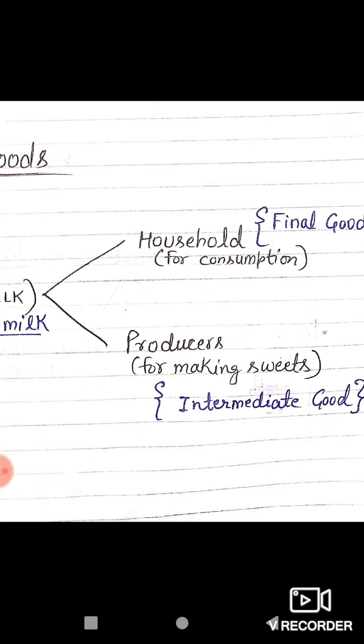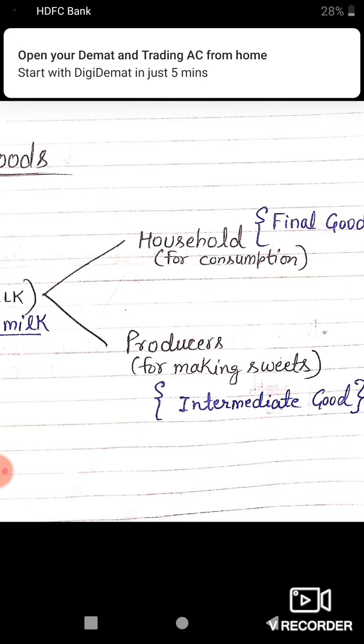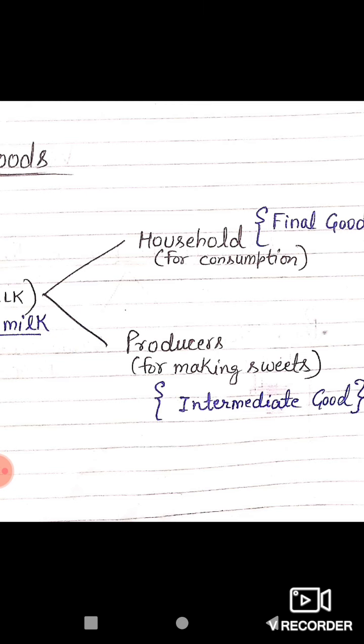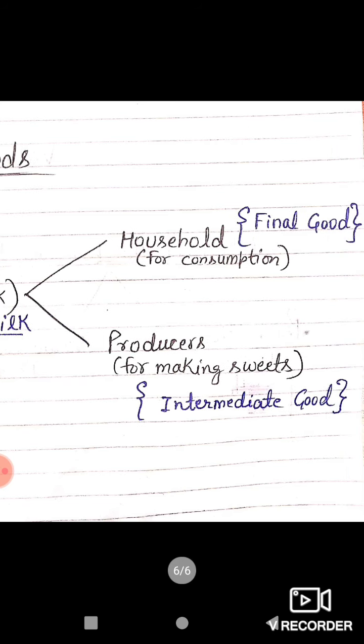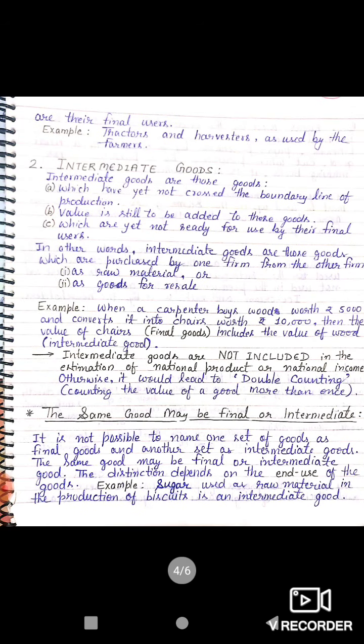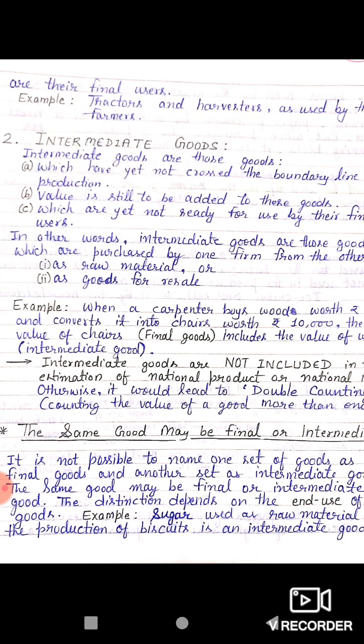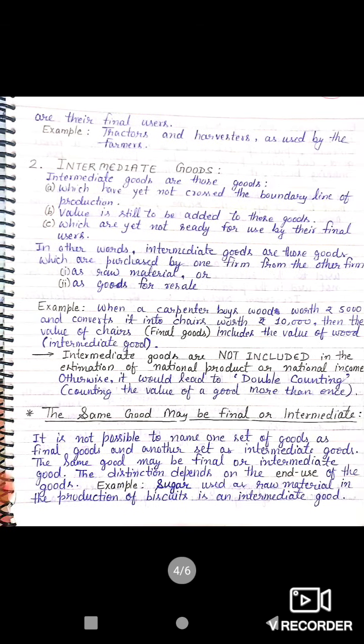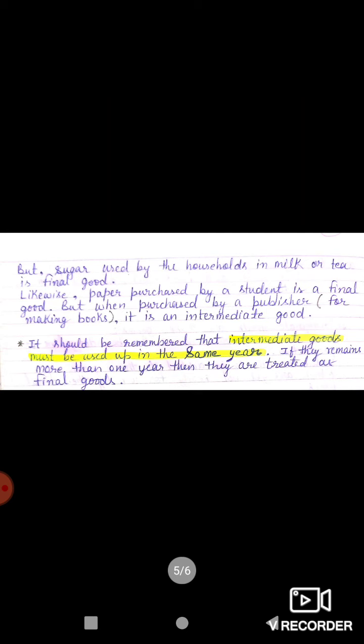But producers are not going to consume it directly. What they are doing is further production. They are using that milk for making what? Sweets, or other things which are later consumed by consumers. So producers are using that milk as an intermediate good, and households are using it as a final good. So that's why they are saying that the same good can be treated as a final good or an intermediate good. It all depends on the end use of the good. Clear to you? There are more examples as well.